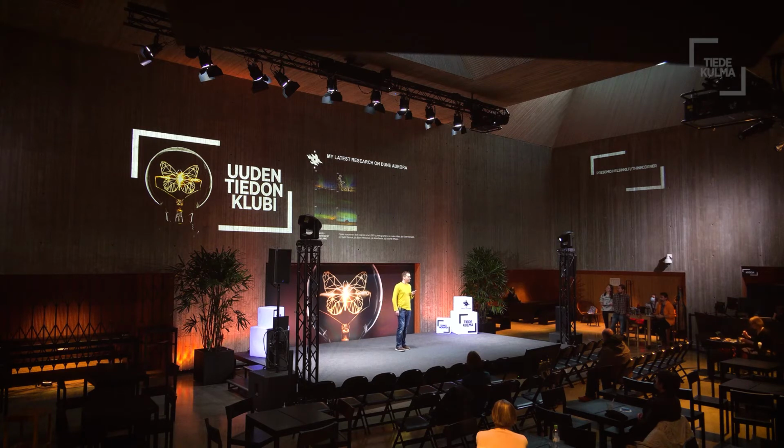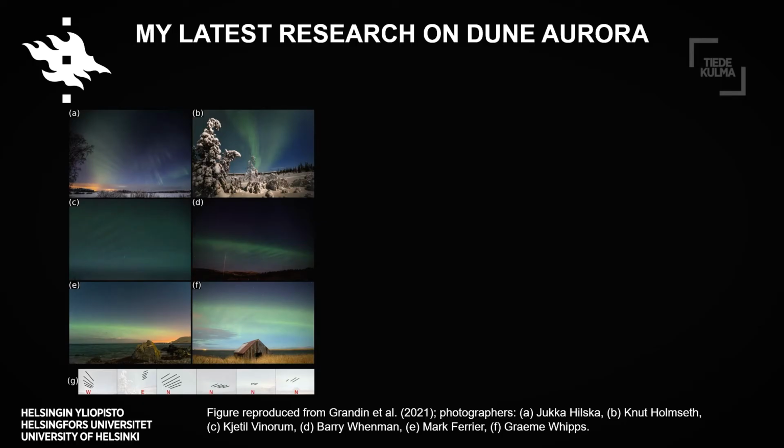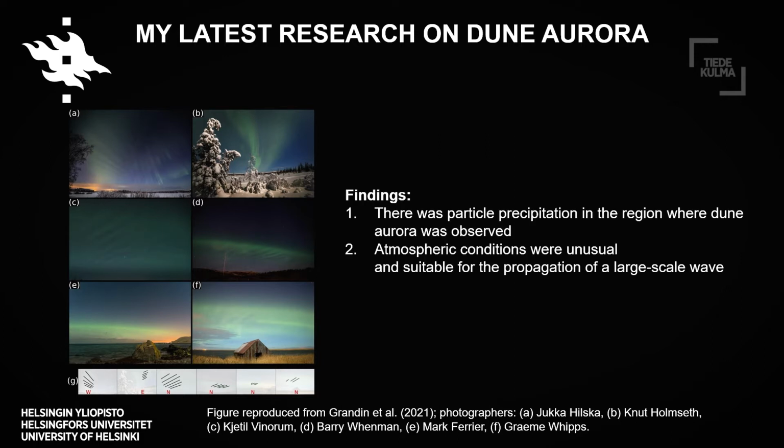We took a second dune event for which we had six pictures from different citizen scientists across Northern Europe, and for which we also had satellite observations of precipitating particles and of the neutral atmosphere. And the two key findings from this study were, first, that there was indeed particle precipitation just in the region where the dunes were seen. So it is actually so that the dunes are an auroral phenomenon.